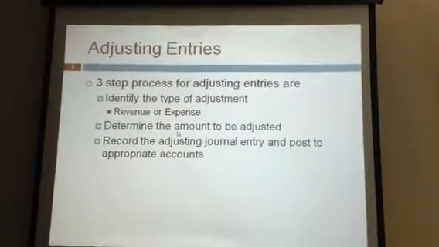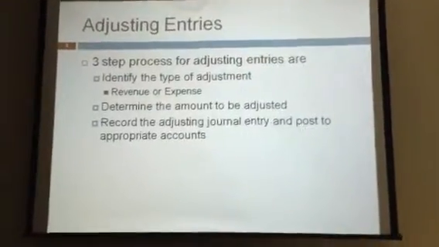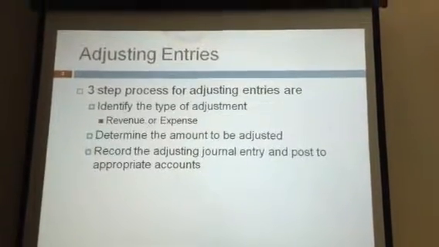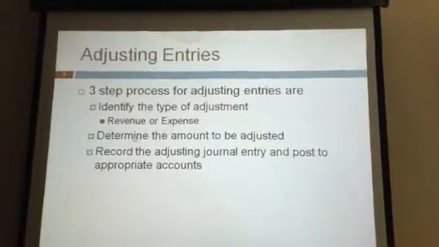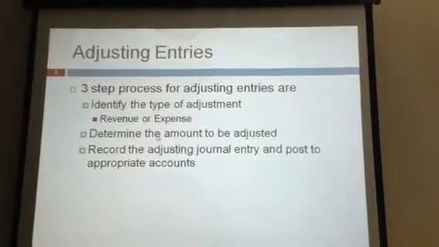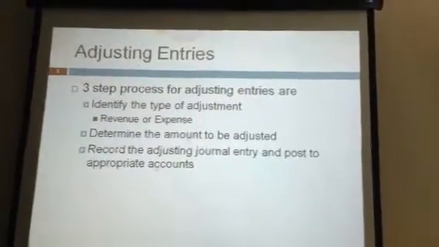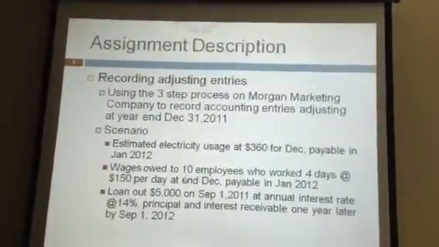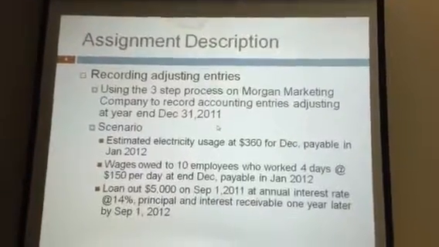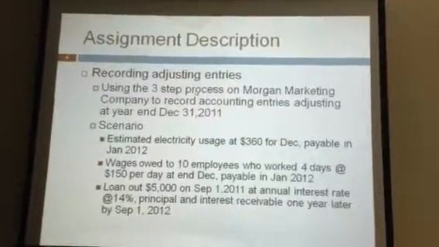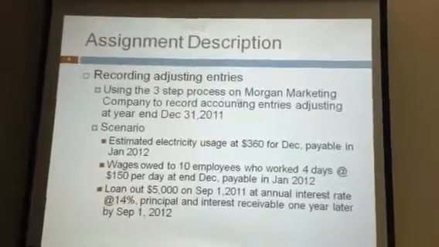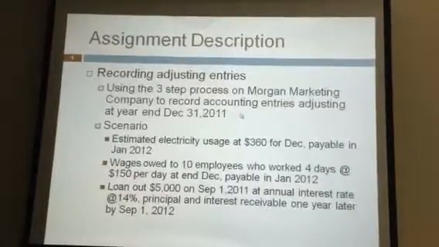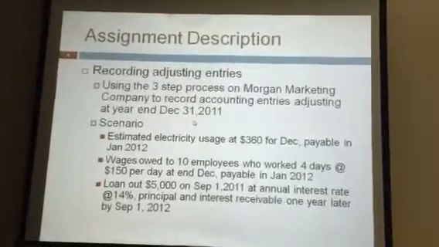The three-step process for adjusting entries is: identify the type of adjustment, whether it's revenue or expense, determine the amount to be adjusted, and lastly, record the adjusting journal entry and post to the appropriate accounts. In this assignment, we are to record the adjusting entries using the three-step process for a company called Morgan Marketing Company at year-end, December 31st.